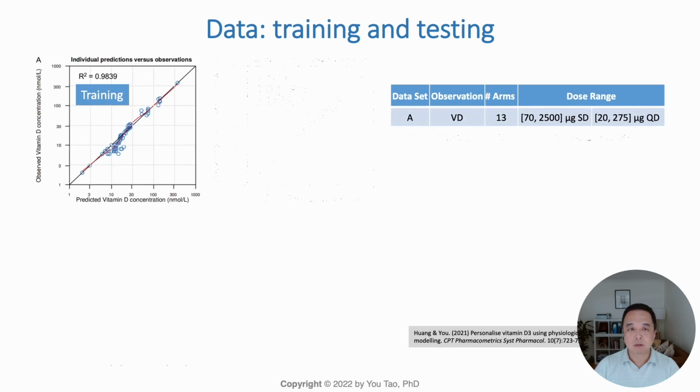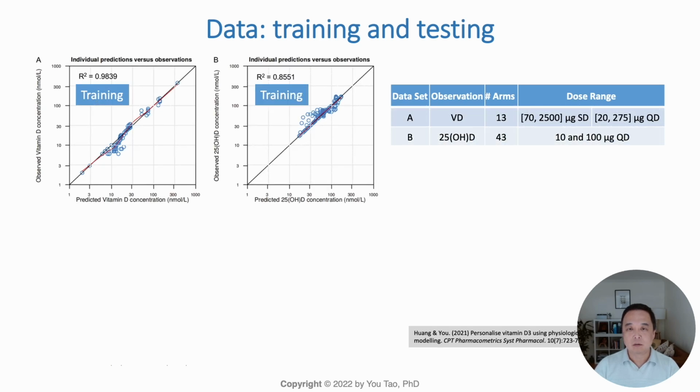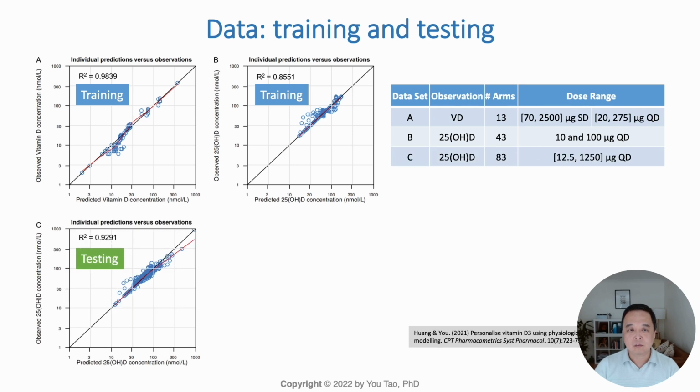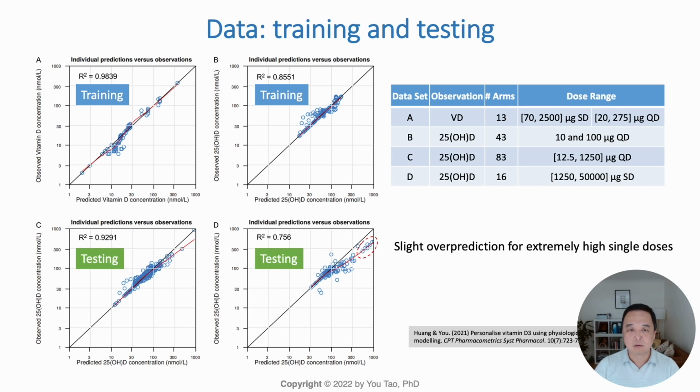Here we plotted the model predictions on the horizontal axis and the observations on the vertical axis. Here you can see that the model predictions are in good agreement with the observations for the training data. And then for the testing data, the model agreement was good as well. It only made slight over prediction for extremely high single doses. Hence, we can conclude that the model made accurate predictions for most daily dosing as well as the single dose regimens.